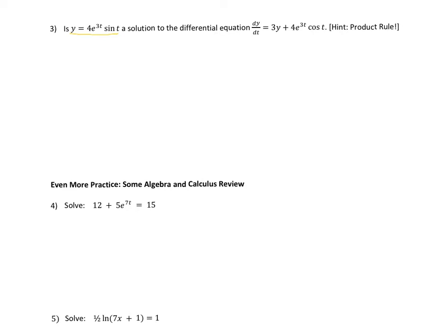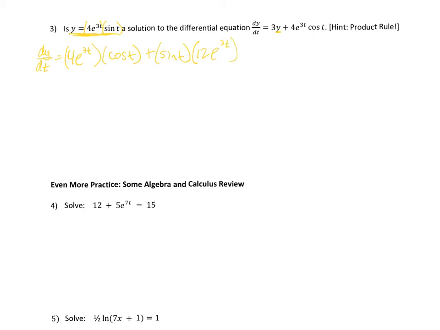When I'm plugging into the differential equation, I'm going to replace this y with this function, but I also have to replace dy/dt. So I'm going to have to calculate dy/dt using the product rule, right? So this is a function times another function. So to take the derivative, we use the product rule. So first times the derivative of the second plus the second times the derivative of the first, which would be 12e^(3t).